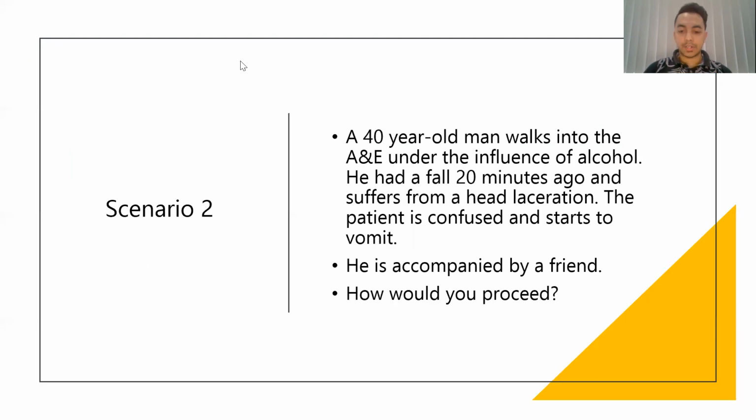All right. So now, moving on, this is scenario number 2. Here you have a 40-year-old man who walks into the A&E under the influence of alcohol. He had a fall 20 minutes ago and suffers from a head laceration. The patient is confused and starts to vomit. He is accompanied by a friend. How do you proceed? Anyone want to give it a go on how you would want to proceed with this?